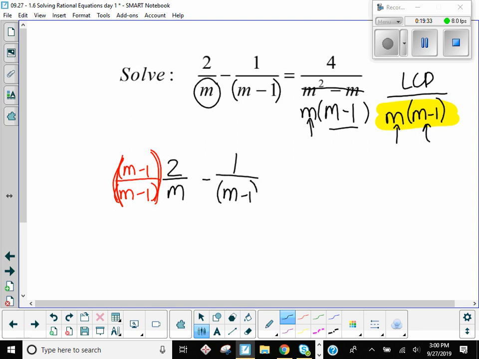What does the second denominator need added to it? The second denominator has m minus 1, but it needs what for the common denominator? Let me say the question again. It needs m. So it has an m minus 1. It needs an m. And what does that last denominator need to look like this yellow one? Nothing. So just leave it alone.